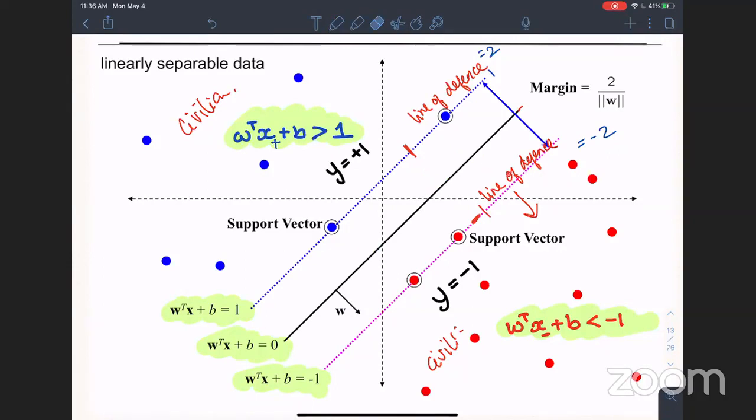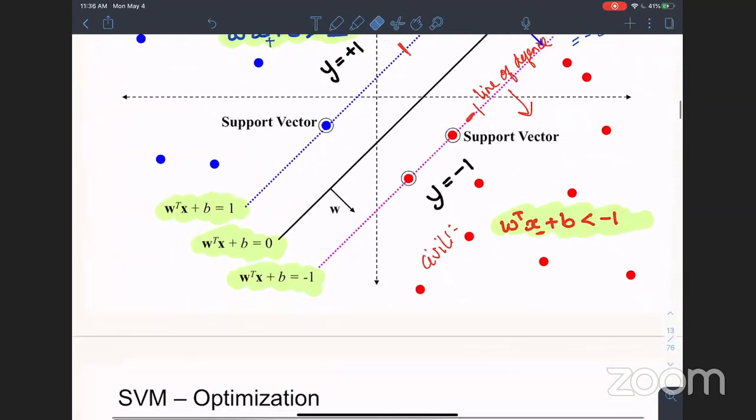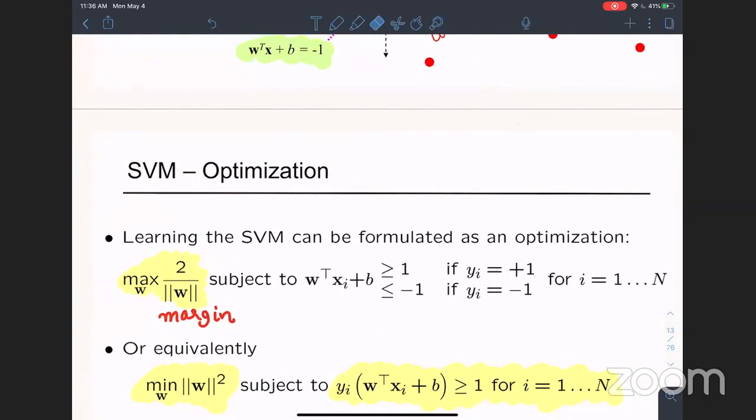Okay. I hope this is clear, right? Think of it as a line of defense and civilians, if it helps you to understand it. Okay, that brings us to our SVM optimization: maximizing the margin subject to some constraints.